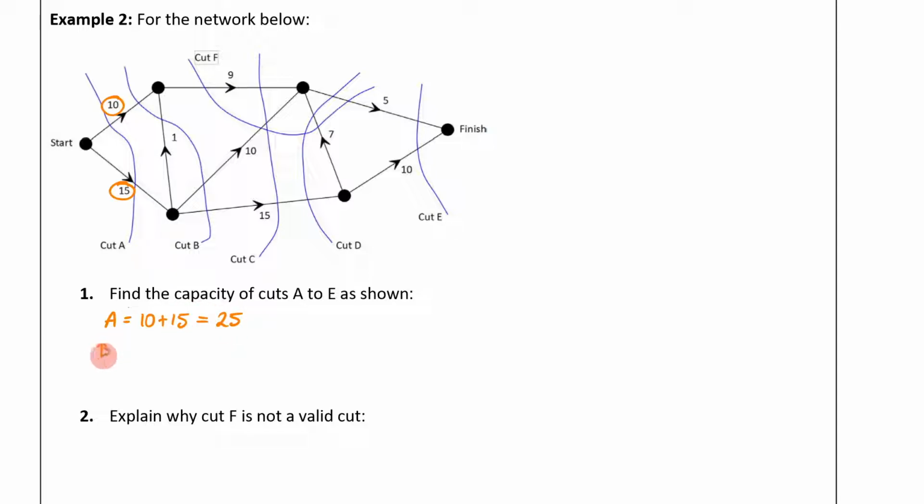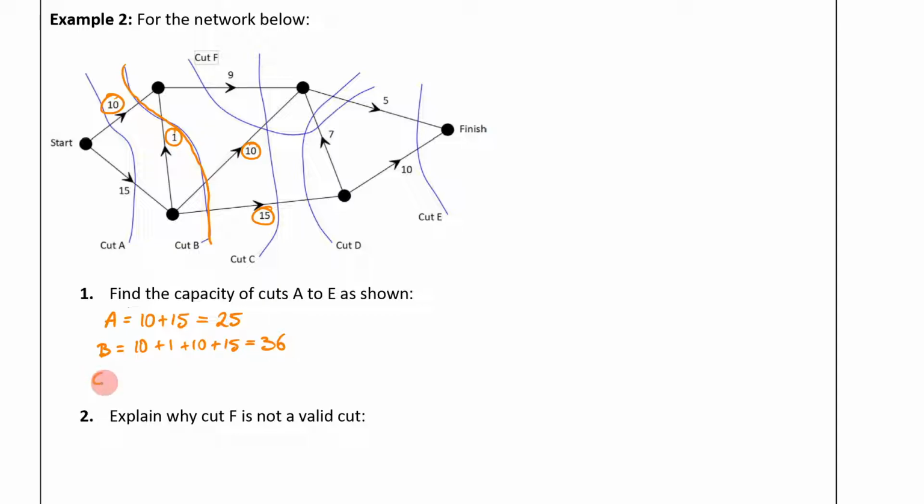Then we'll go to cut B. All right, write this out. For cut B, we're coming all the way through here. So we're cutting through 10, we're cutting through 1, we're cutting through 10, and we're cutting through 15. So let's write that down. 10 plus 1 plus 10 plus 15. And that's going to be equal to 36.